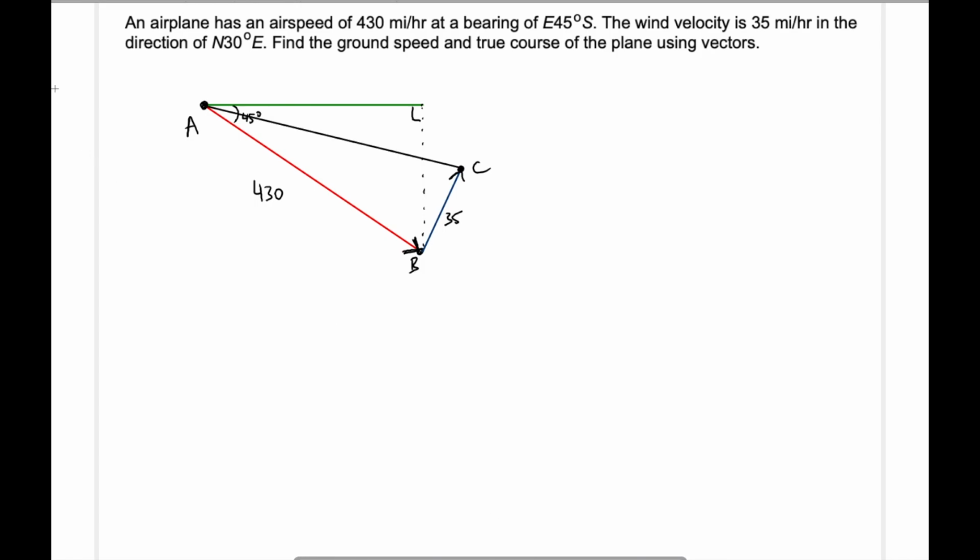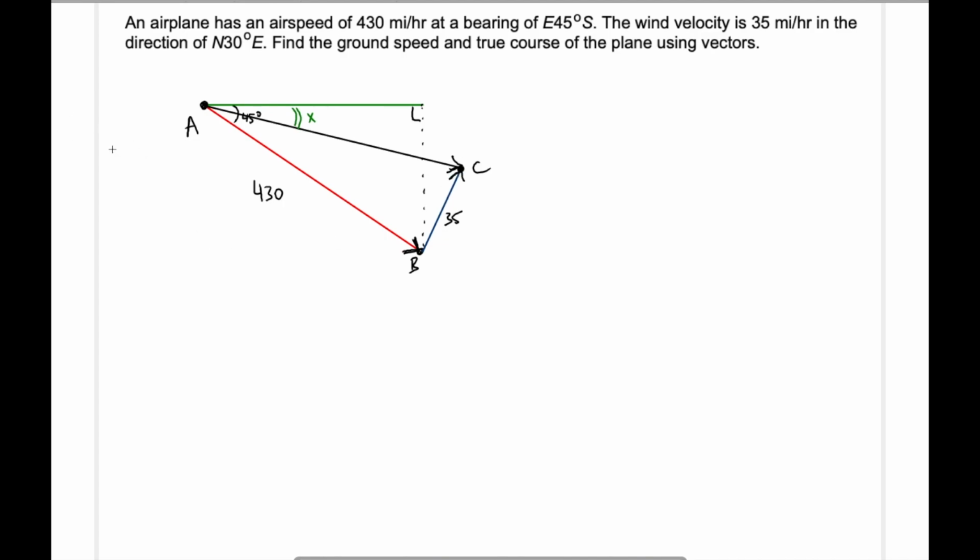So we need to find the magnitude of this vector AC, and also the angle between this AC vector and the horizontal line. We're going to be finding this angle measure ultimately, which is going to be angle X. And that will determine the true course of the plane, and the magnitude of this vector AC will determine the true speed of the plane. So where do we start?